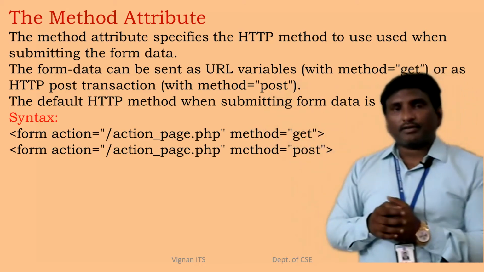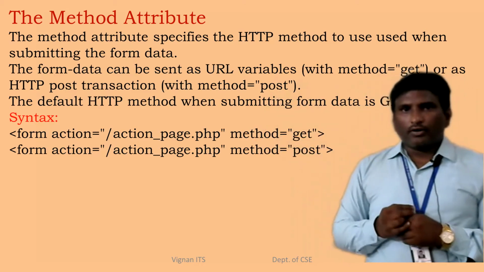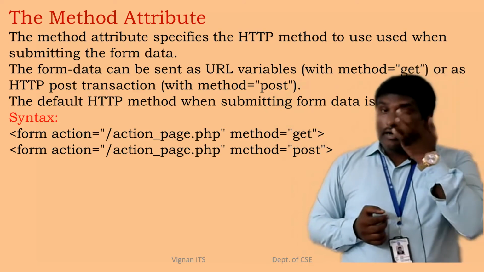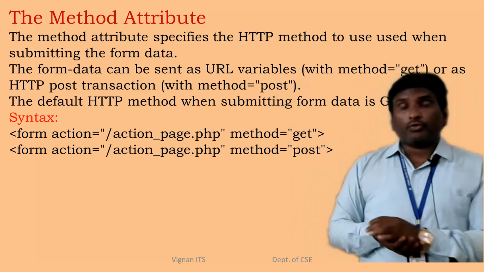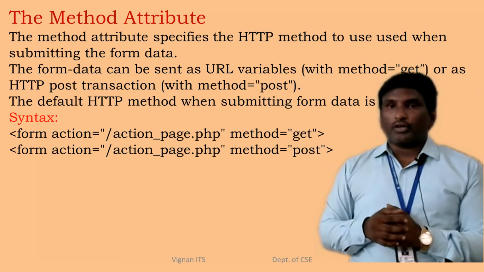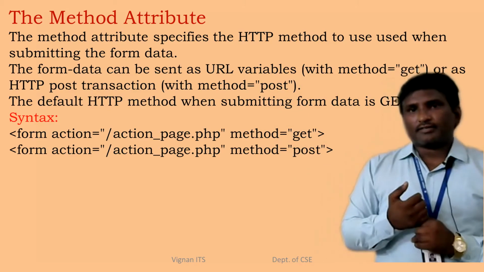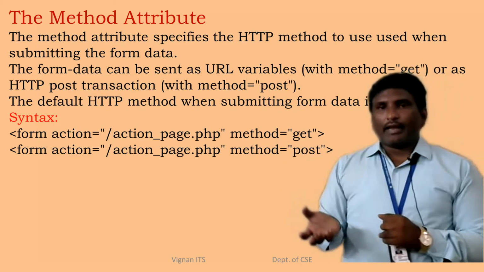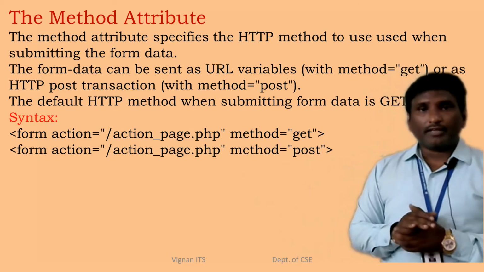In that case, there are two types of values for the method attribute. One is get, another is post. We already discussed in earlier classes in PHP what get and post are and what the difference between them is.